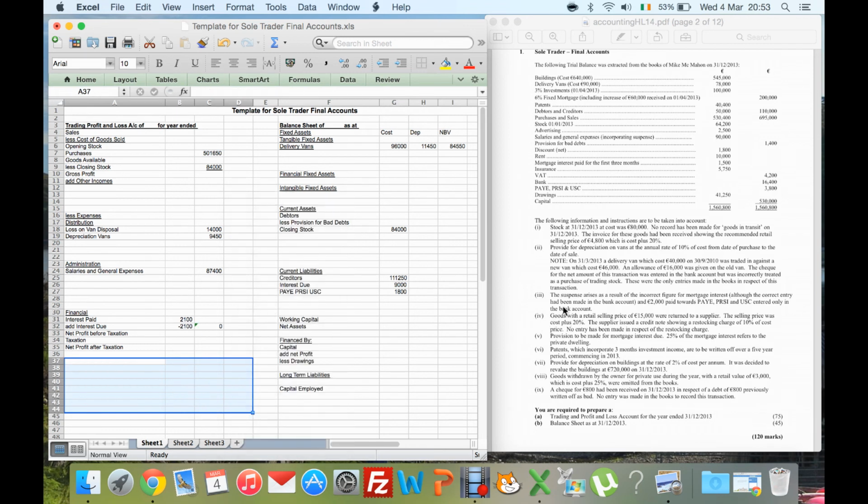Goods retail price, I've done that. Provision made for mortgage interest due, we've dealt with that. Now, 25% of the mortgage interest refers to the private dwelling, so that's going to have to be included with drawings. So drawings at the moment is 41,250, so I'm going to put that number in there to start with.